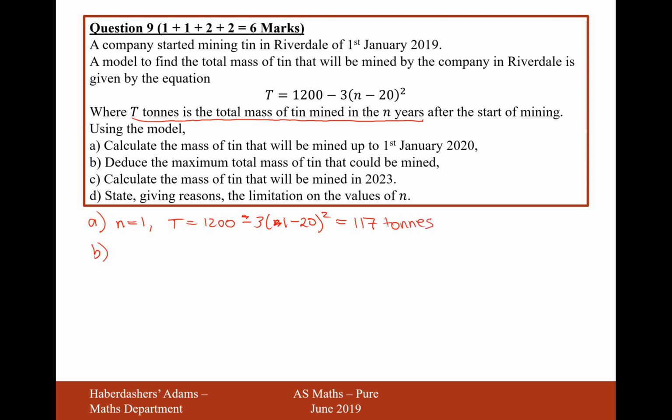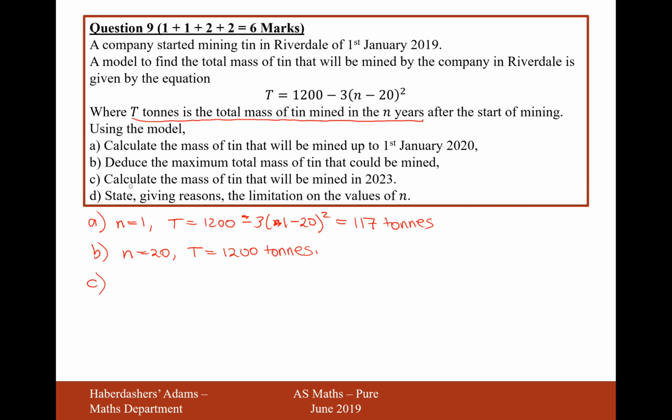Moving on to part B, calculate the maximum total mass of tin that could be mined. Well, after 20 years, after n equals 20, T is going to be 1200 tons.